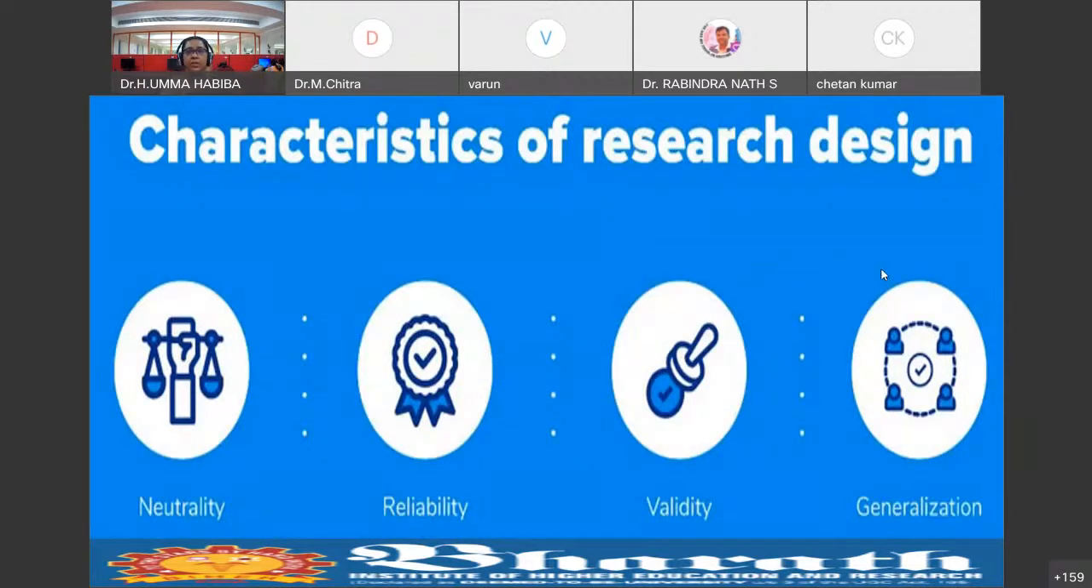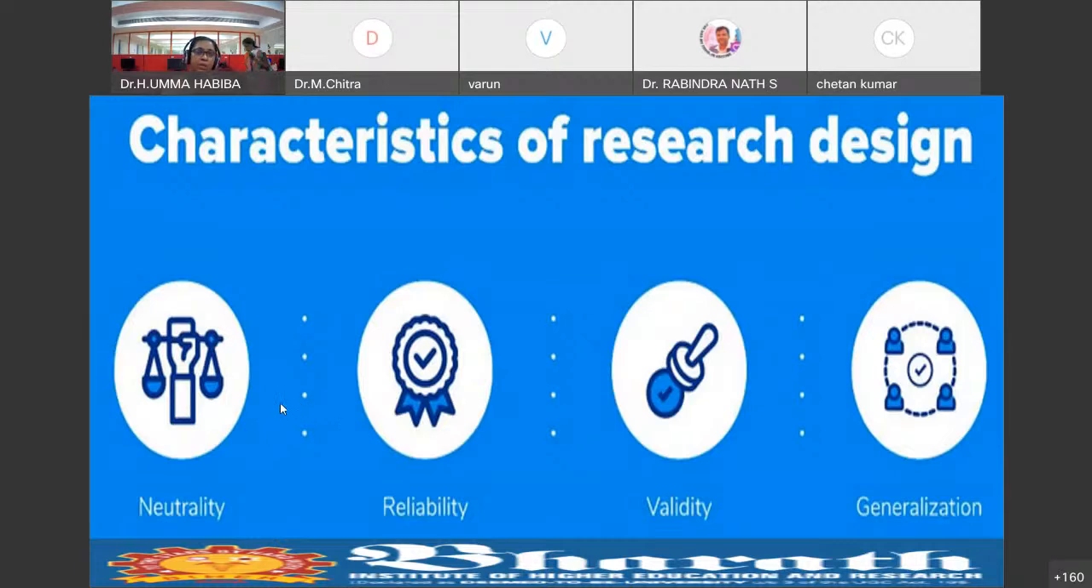Then next, the characteristics of research design. When we talk about characteristics of research design, we can consider these four characteristics: neutrality, reliability, validity, and generalizability. So neutrality is nothing but, when we start our research, initially we need to assume some output data. So we are going to get this kind of output value, or we can say it has specifications. So we are doing the design for this particular specification, and we are going to achieve the same specification as the design output. So neutrality is nothing but whatever assumption we have made, it should be equal to the output we achieved.